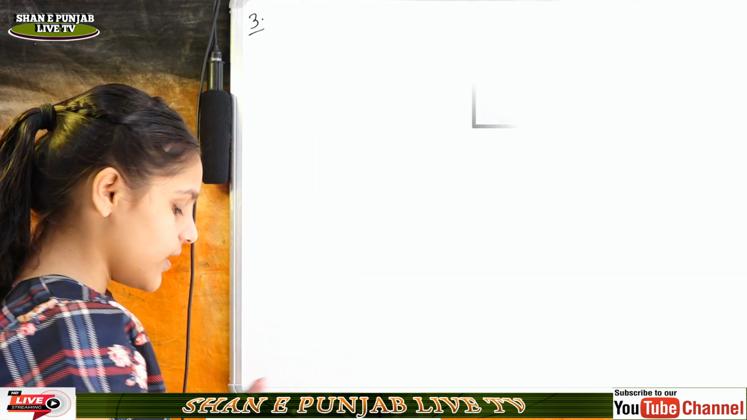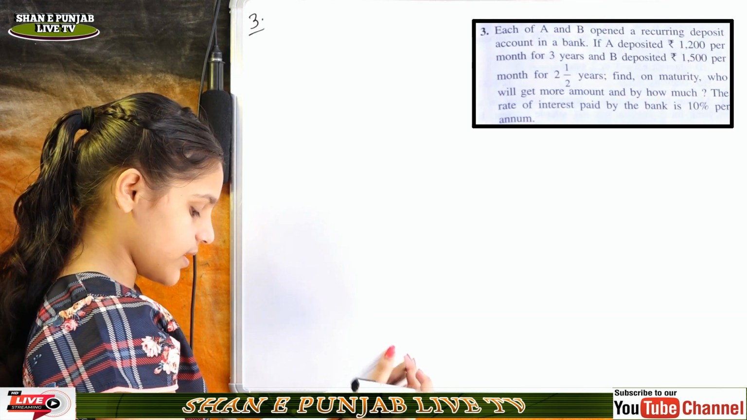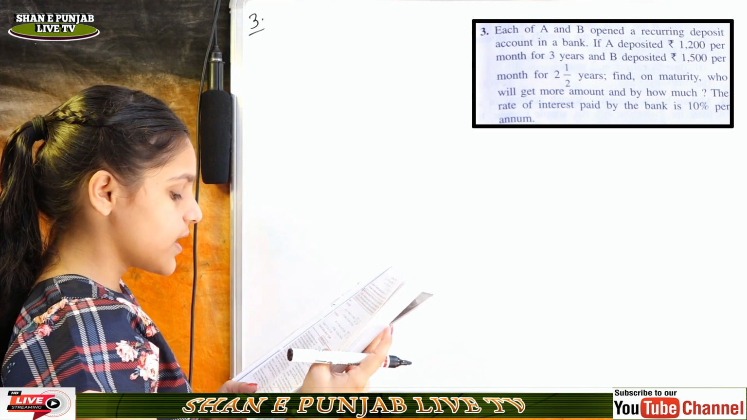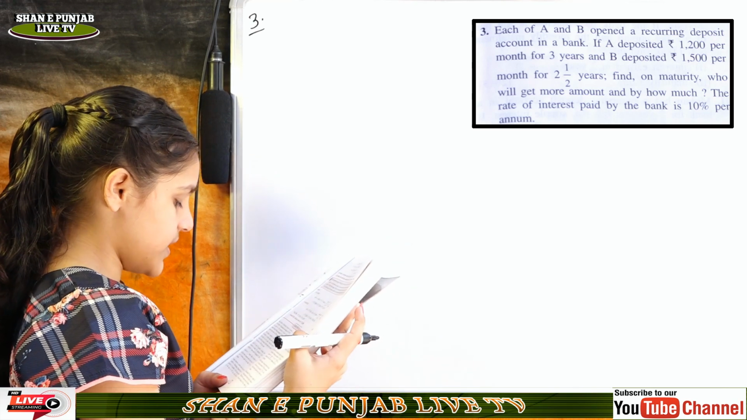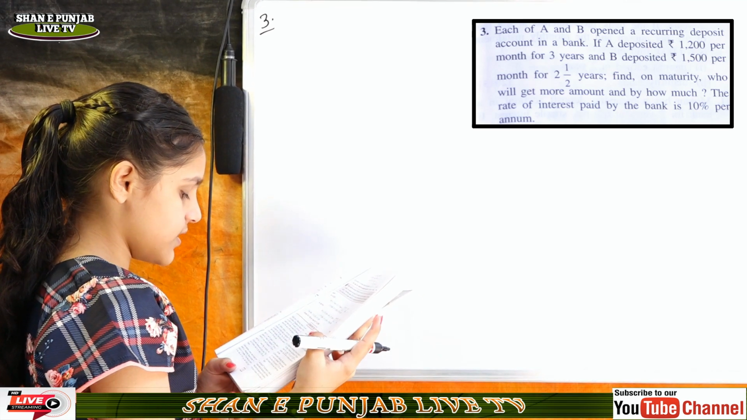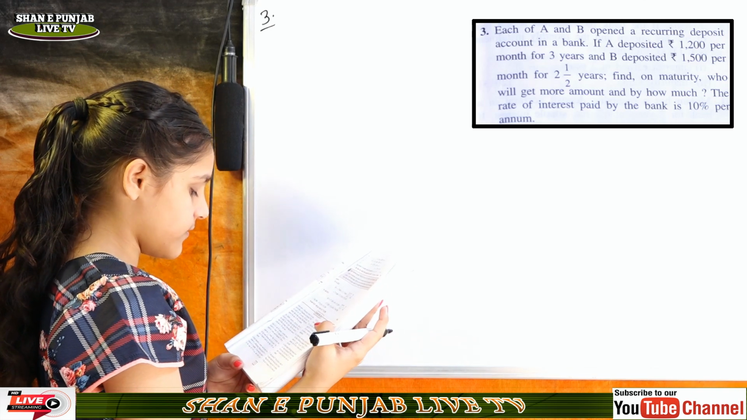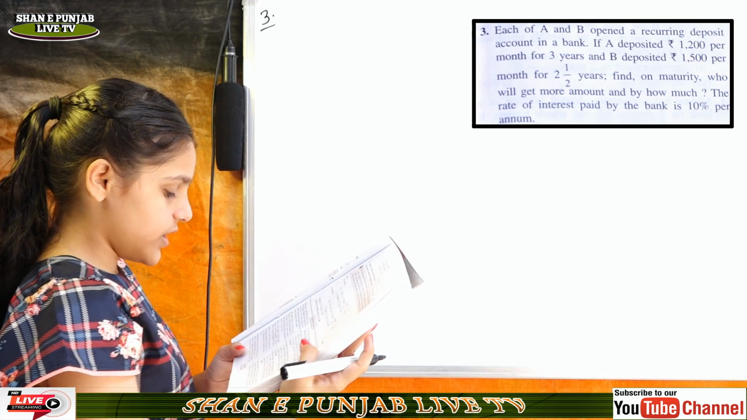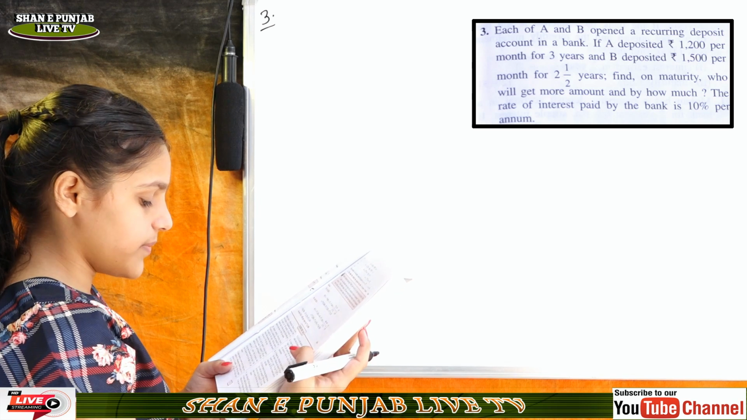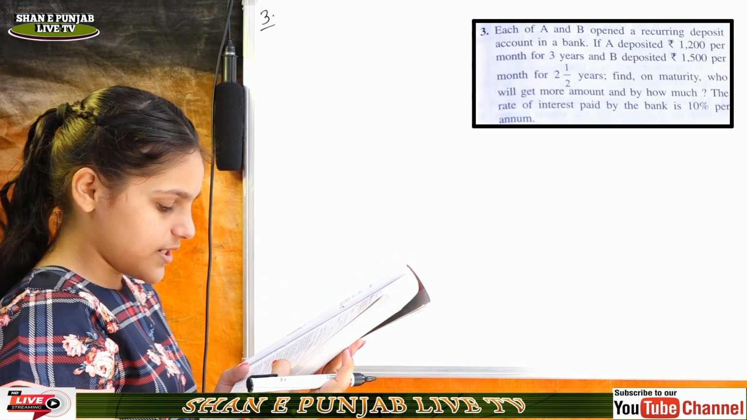Third, each of A and B opened a recurring deposit account in a bank. If A deposits rupees 1200 per month for 3 years and B deposited rupees 1500 per month for 2.5 years, find on maturity who will get more amount and by how much. The rate of interest paid by the bank is 10% per annum.